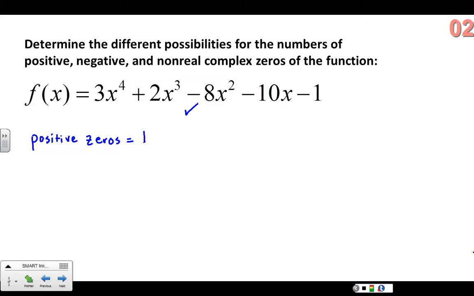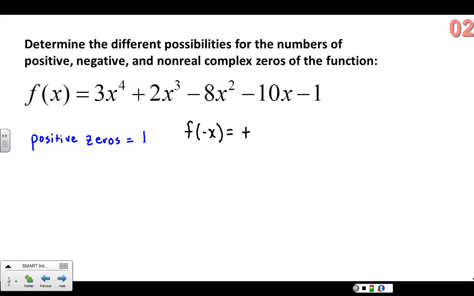Now, we need to look at f of negative x to determine the negative solution. So let's think about this for a second. If I were to substitute a negative x in, what would the signs of my coefficients be? If I put negative x to the fourth power, it's still going to remain positive, so that's going to still be positive 3.